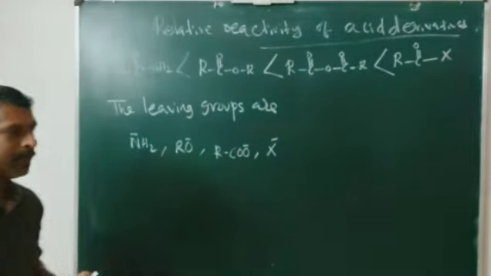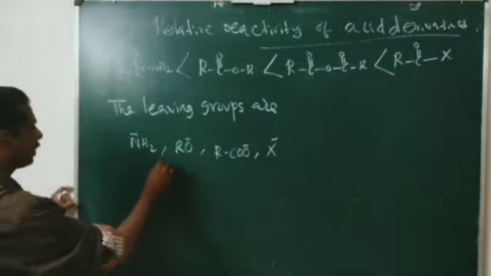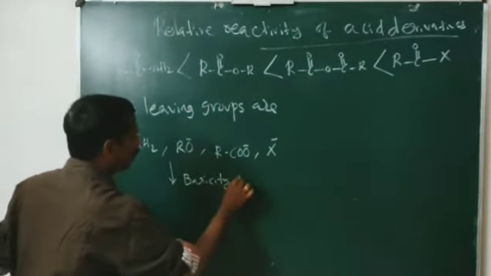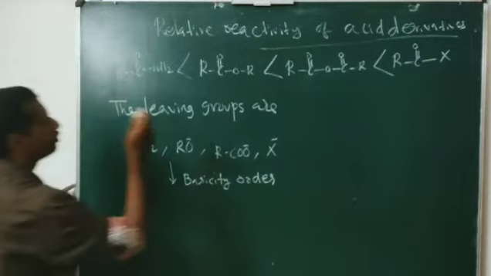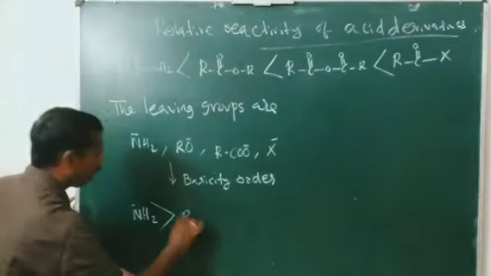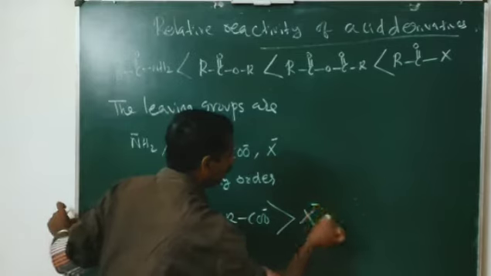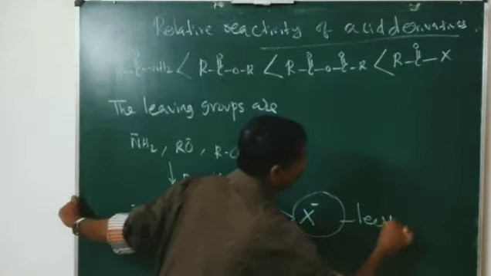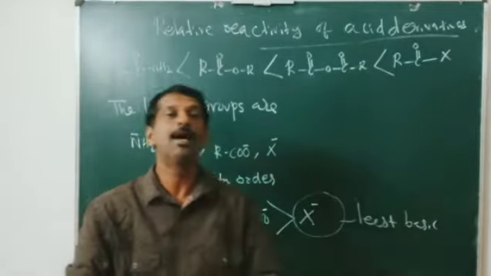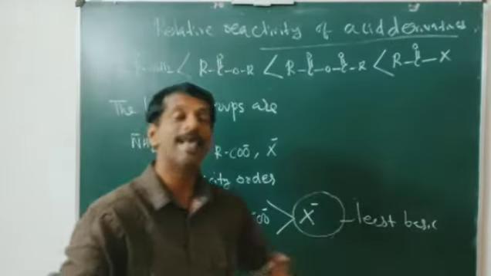And we know that the leaving ability depends on the basicity. Now let us see the basicity order of the leaving groups. You can see that NH2 minus is most basic, then RO minus, then RCOO minus, and the least basic is X minus. When the leaving group is less basic, its leaving ability is greater. So X minus is a better leaving group.